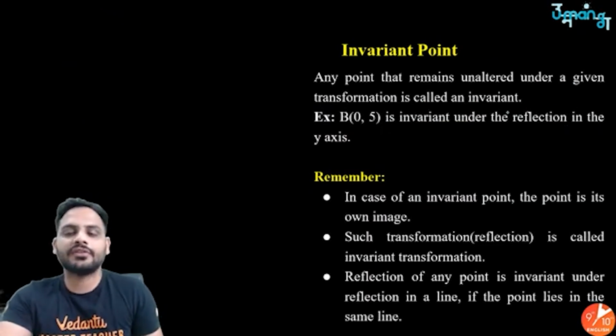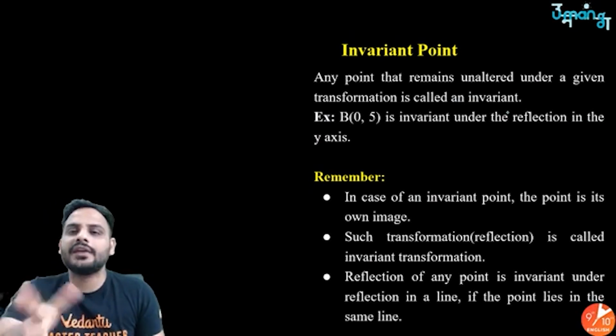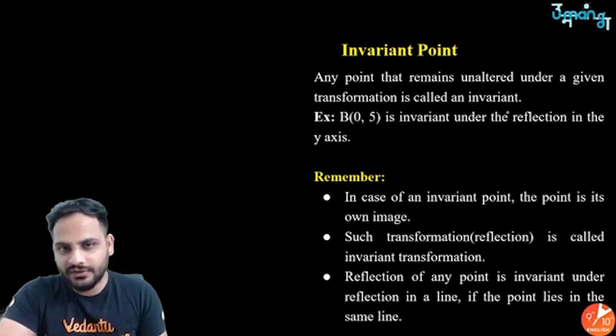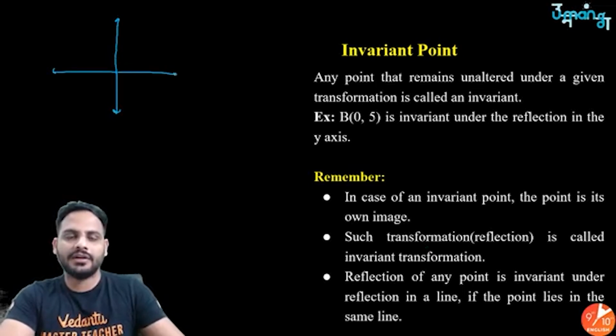Then the invariant point. So what is an invariant point? An invariant point is a point whose coordinates do not change even after the reflection. For example, let's say I am doing reflection under the y-axis. This point over here will be transformed to here. This point over here will be transformed to here. This point over here will be transformed to over here.